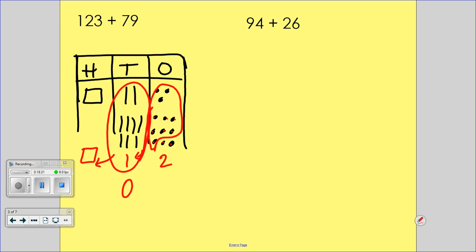All right, how many hundreds do I have? 2. Somebody give me my sum. Give me my sum, Ava. 202. Well done.